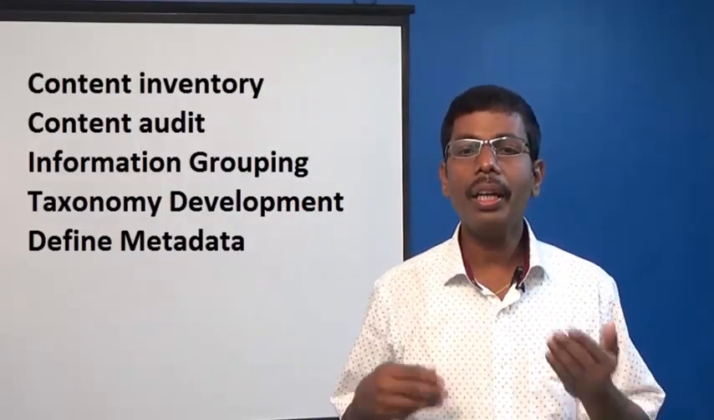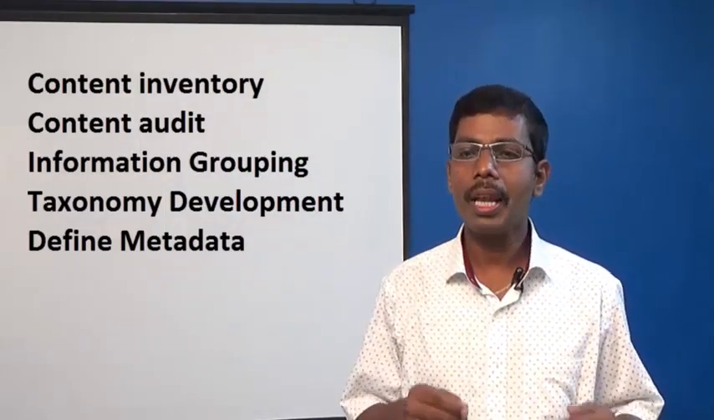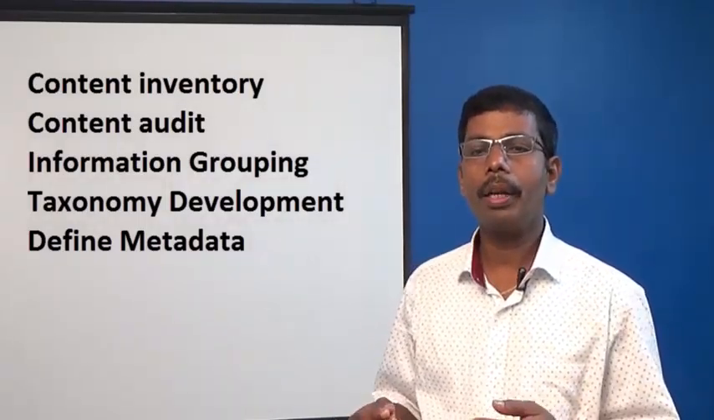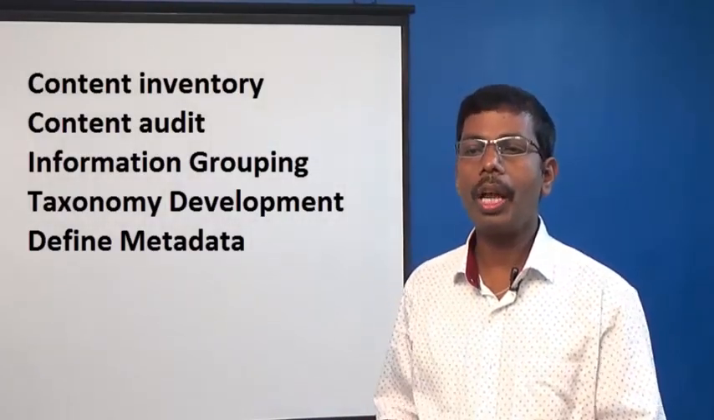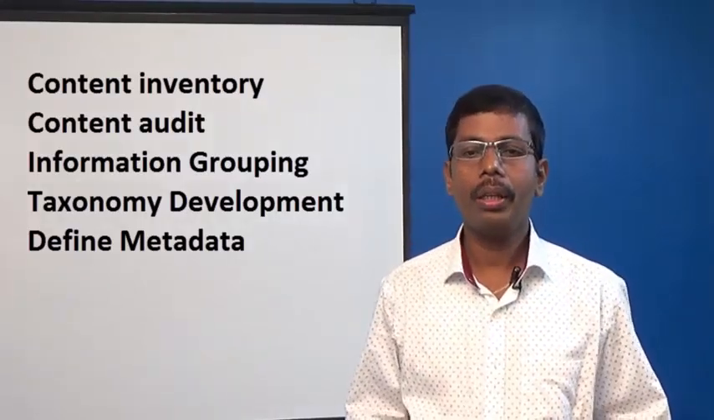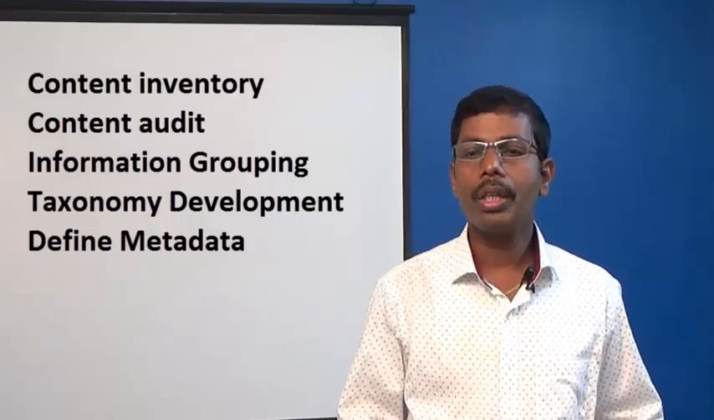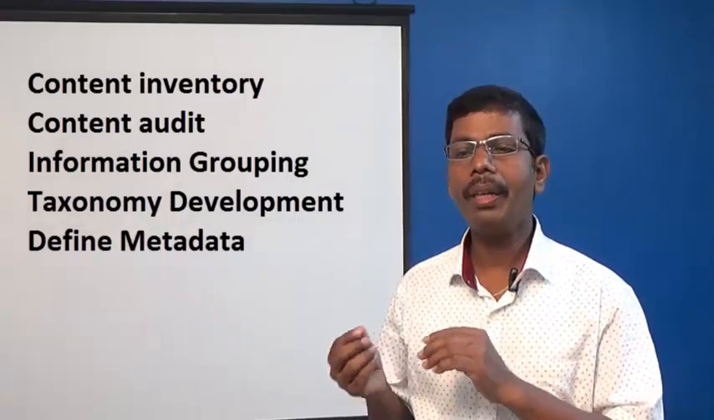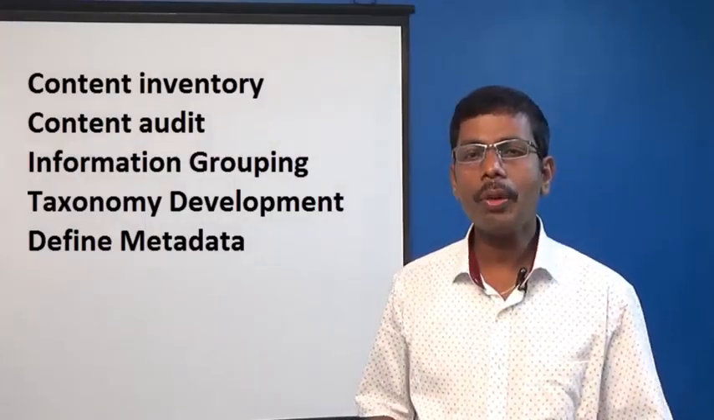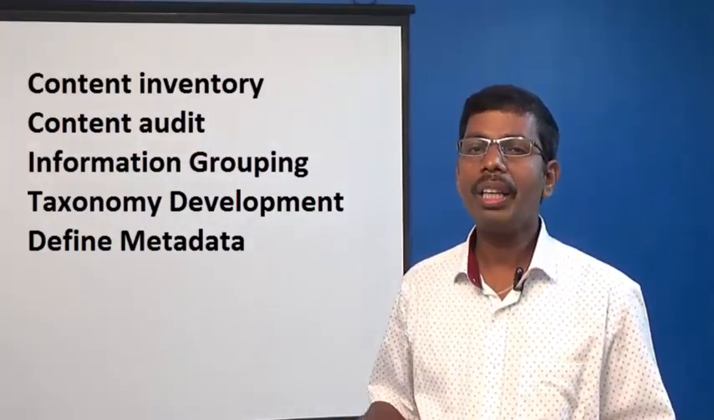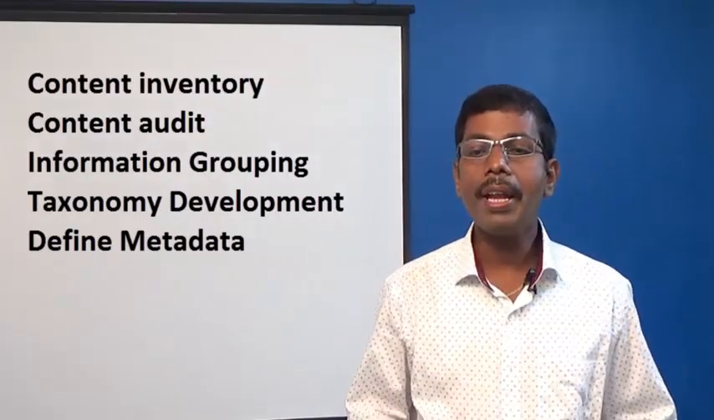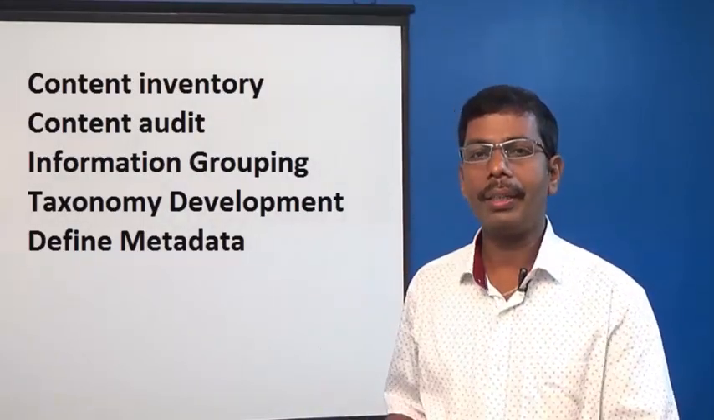The first one is the content inventory, in which you list existing website content. Then content audit, evaluation of content usefulness, accuracy, tone of voice and overall effectiveness. Then information grouping, so define relationships between the content in a way users easily understand. Then taxonomy development, where we create a naming convention. Then define useful metadata, which aids in finding related content.